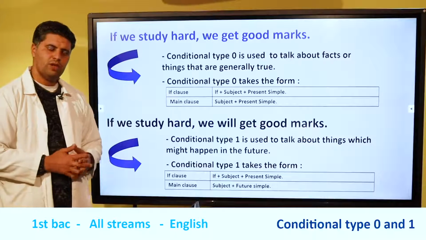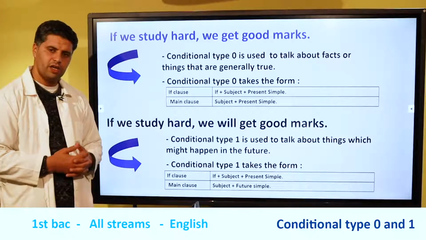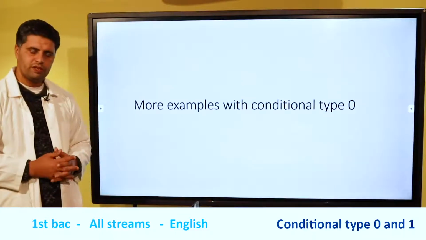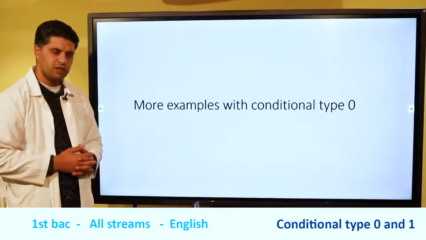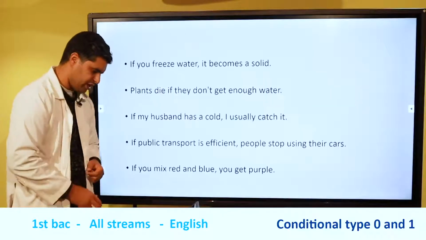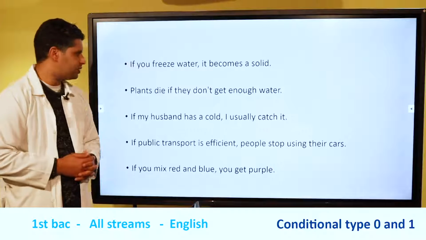So this is why we use conditional 0 and 1 and how we use them. Now let's take more examples with the first conditional, which is conditional type 0, to know how we can use it and when we can use it. So here we have some examples, as you can see.